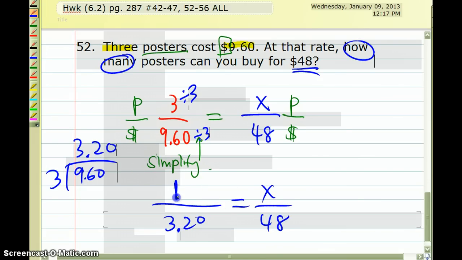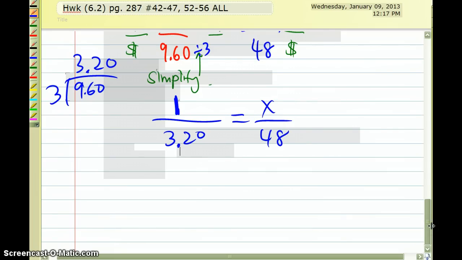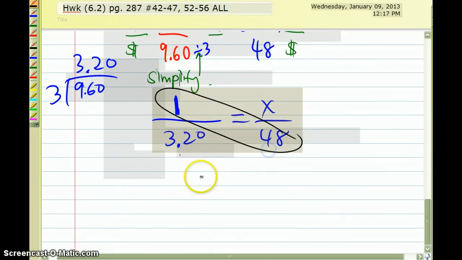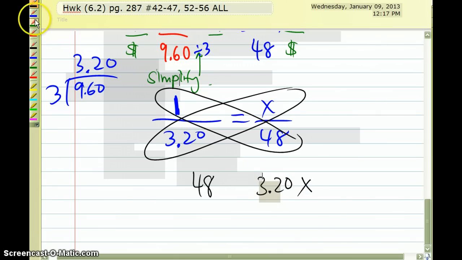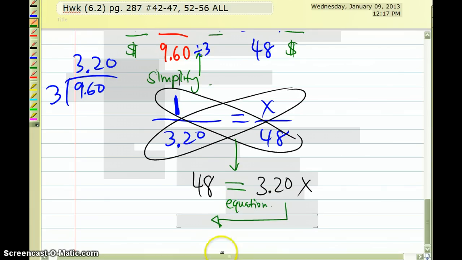I like having 1. When I do have a 1, the 1's going to help me with multiplying. Here we go. Cross multiply that, I get 48. Cross multiply the other side, I get 3.20 times x. Put in the middle my equal sign. Here's the equation that I solve. Okay, so I'm going to take the 3.20, divide it with the 48.